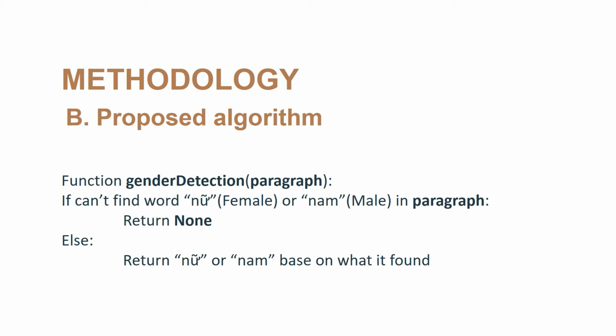The gender variable will be assigned the found gender value. If both cannot be found, the value for gender will be none. The gender finding algorithm is presented as follows.